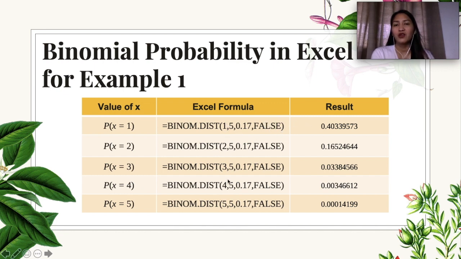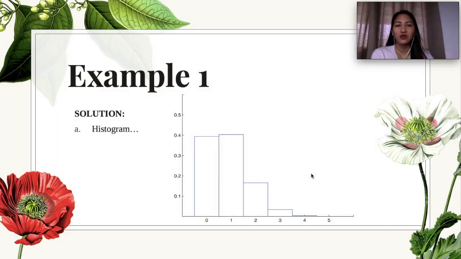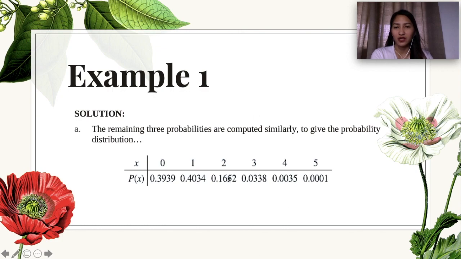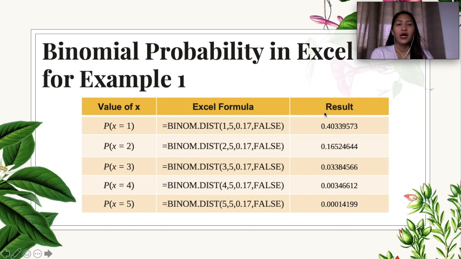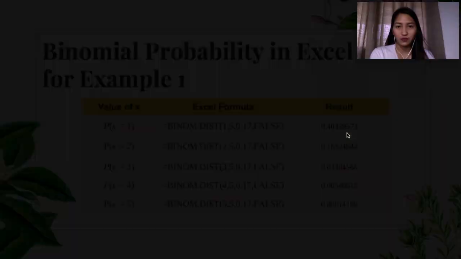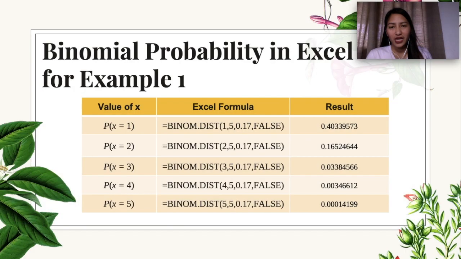Then, just change the value of our X up to 5, and this is our result. If you notice, it is the same as our table. Okay? Then, if you add all the probabilities here, that would be equivalent to 1. Okay, so that's it for our binomial probability.